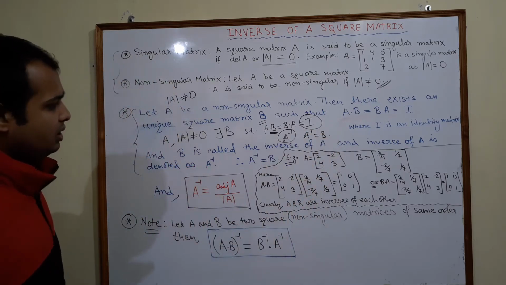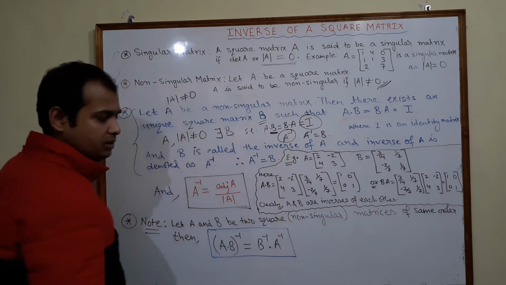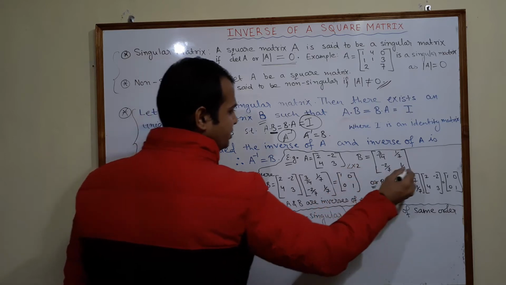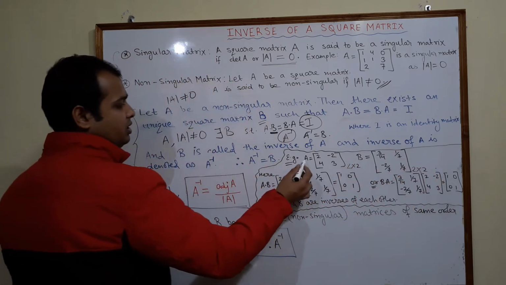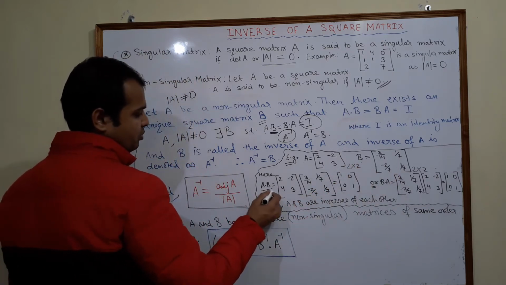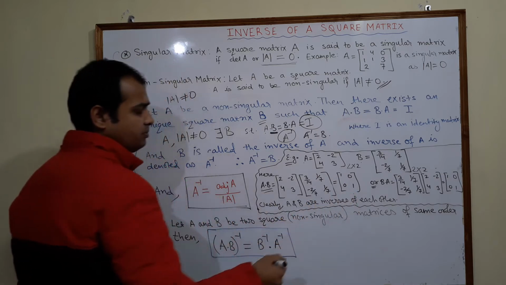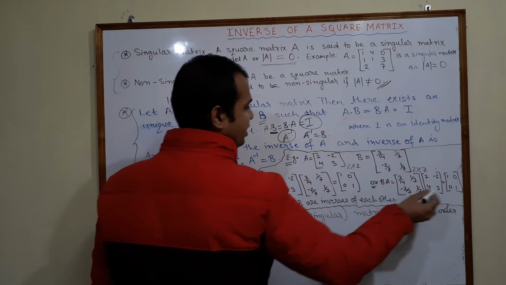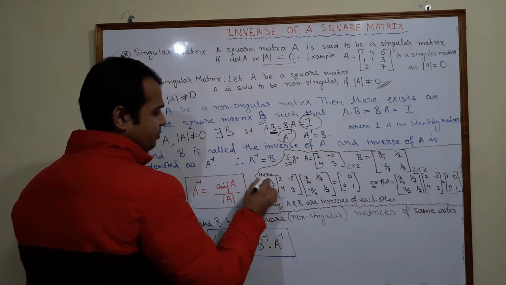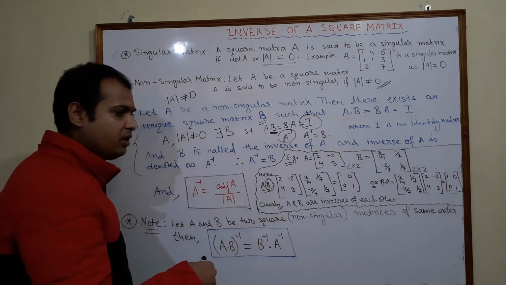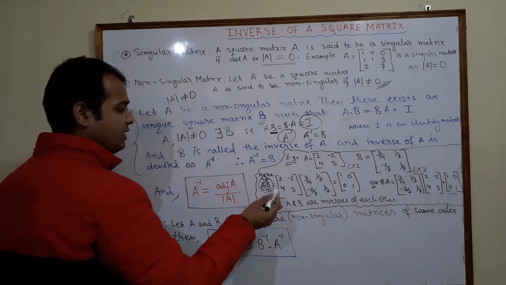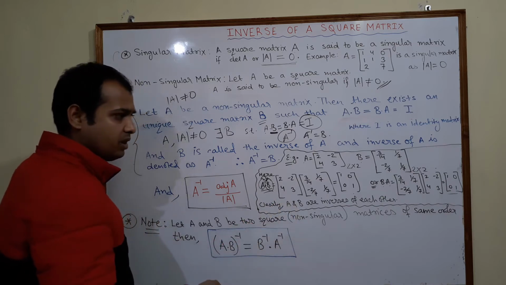Clear? Here I have taken one example, a 2 by 2 square matrix. Here A is this, I have taken another matrix B, and when we took the product A dot B, we got the identity, and when we took B dot A, again we got the identity. So this implies that B is the inverse of A, or you can say that A is the inverse of B. In that case each is the inverse of the other.